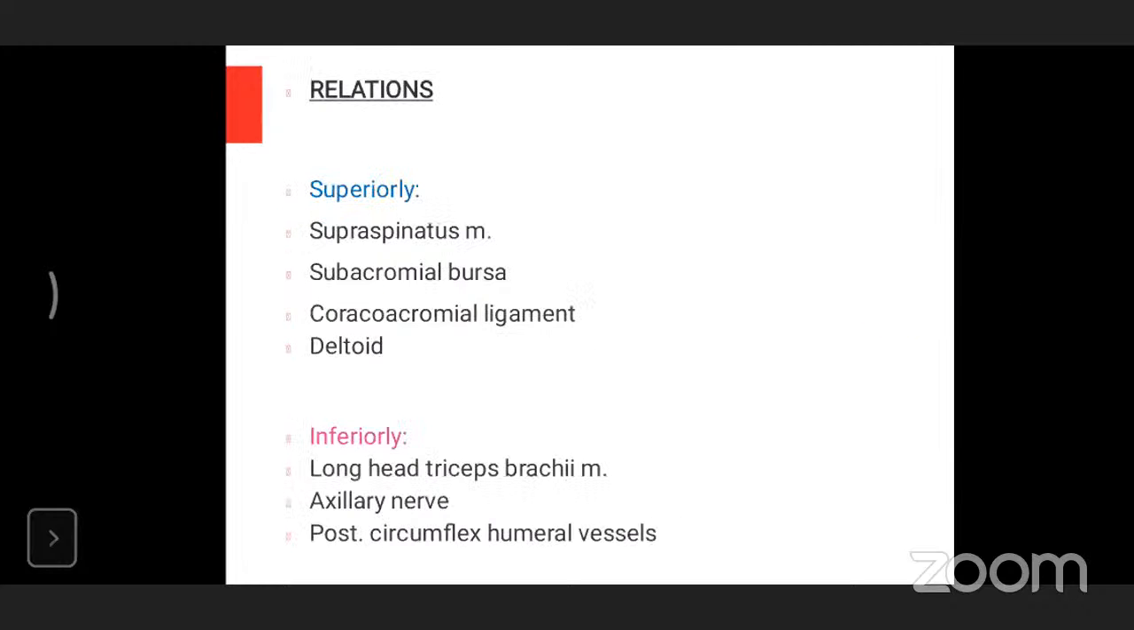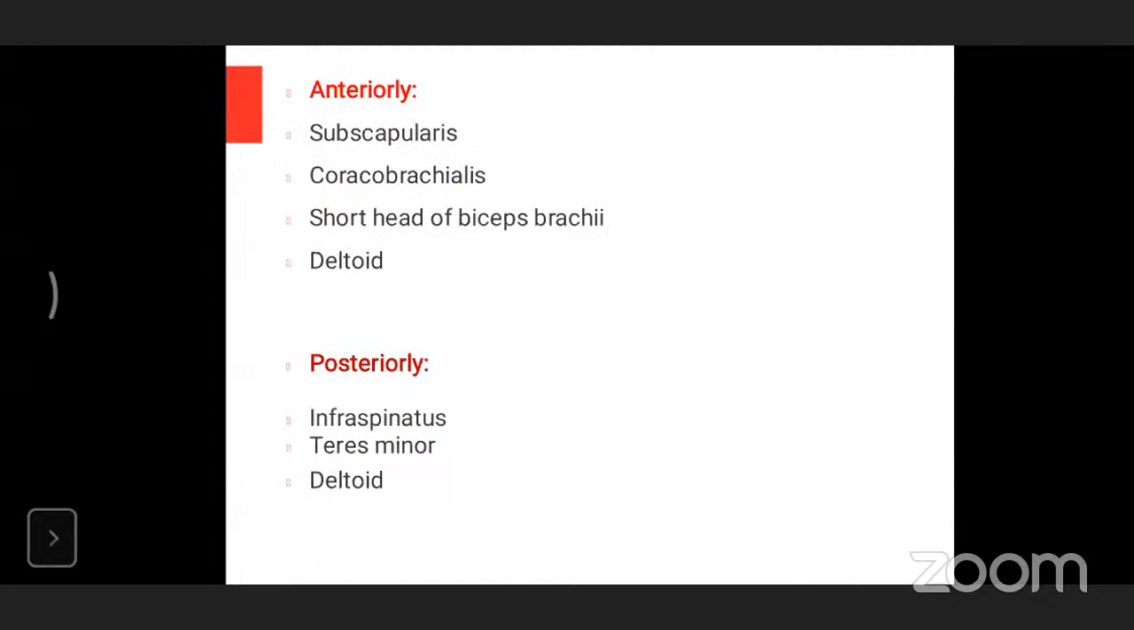So the relations of the shoulder joint: superiorly, there is supraspinatus muscle, subacromial bursa, coracoacromial ligament, and deltoid. Inferiorly, there is long head of triceps brachii, axillary nerve, and posterior circumflex humeral vessels. Anteriorly, there is subscapularis, coracobrachialis, short head of biceps, and deltoid. Posteriorly, there is infraspinatus, teres minor, and deltoid.